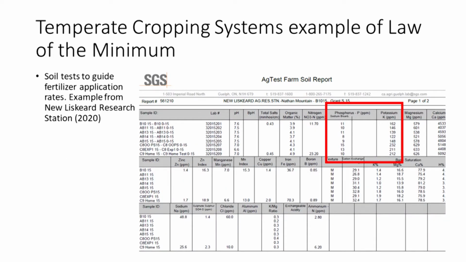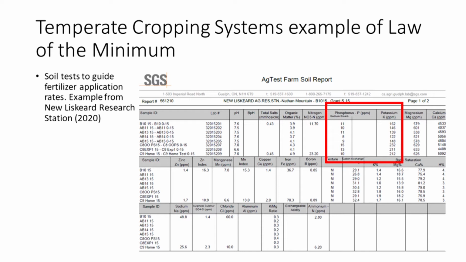So what you see here is a soil test. This is from SGS Labs in Guelph, but with any OMAFRA accredited soil test lab, if you send in an agricultural soil sample, they'll send you basically a report that looks the same. So I sent in a number of samples here and asked for a bunch of different soil tests, from pH all the way to ammonium, looking at cation exchange capacity, K-Mg ratio.